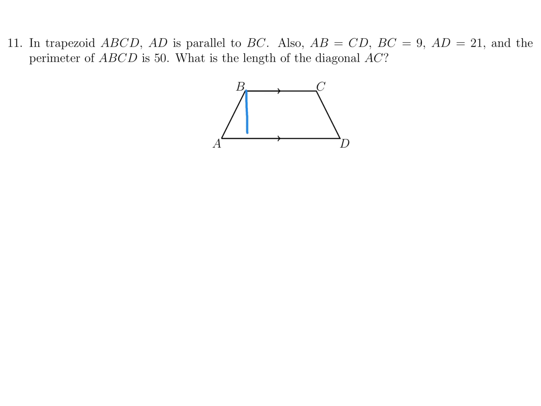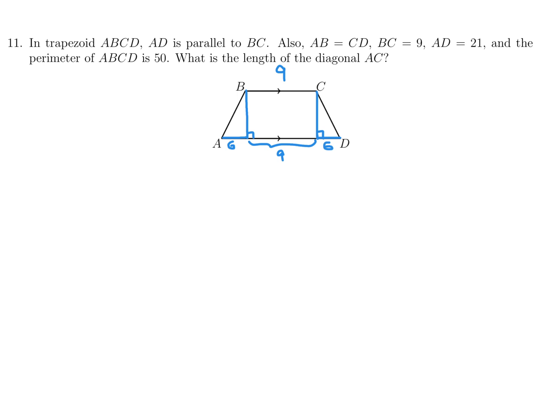So let's cut this down the middle here at right angles like that. And let's see what we can do here. So BC is 9, and then therefore this would be 9. And then AD is what, 21? So that means if you subtract 9 from 21, we will get 12. So that means this would be 6 right here, and then this would be 6 also.